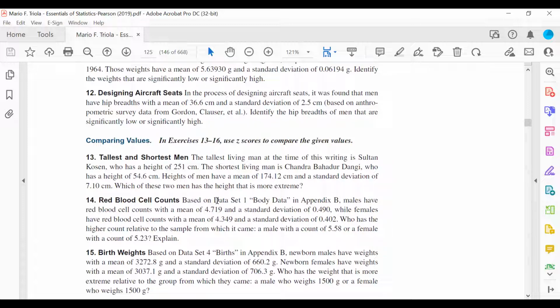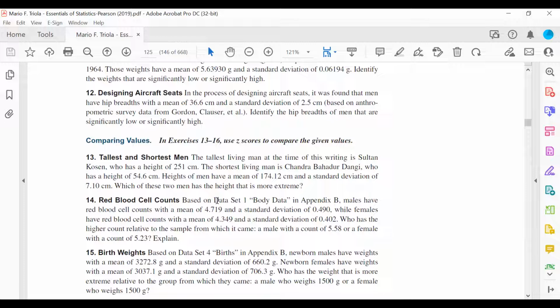Okay, so the tallest living man at the time of this writing is Sultan Kosin, who had a height of 251 centimeters. The shortest living man, Chandra Bahadur Dangi, had a height of 54.6 centimeters. Heights of men during that time: the mean was 174.12 centimeters, and they also had a standard deviation back then of 7.10. Now this is from the world, not from any particular country like the U.S.